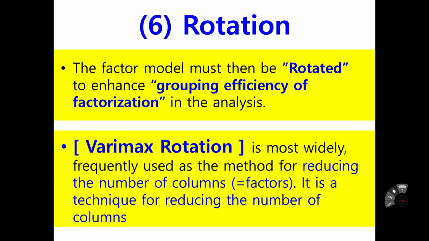Rotation, that's number 6. The factor model must then be rotated to enhance the grouping efficiency of factorization in the analysis. In this process, most scholars use Varimax rotation. The Varimax rotation is the most widely and frequently used method for reducing the number of columns, which are factors. It is basically a technique for reducing the number of columns.